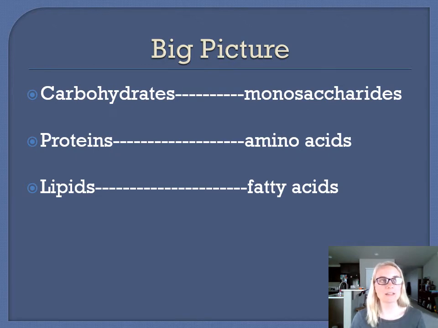And then our last major macromolecule is not so much nutrition based, but we still have to address it: the nucleic acids. So remember, nucleic acids are DNA and RNA.